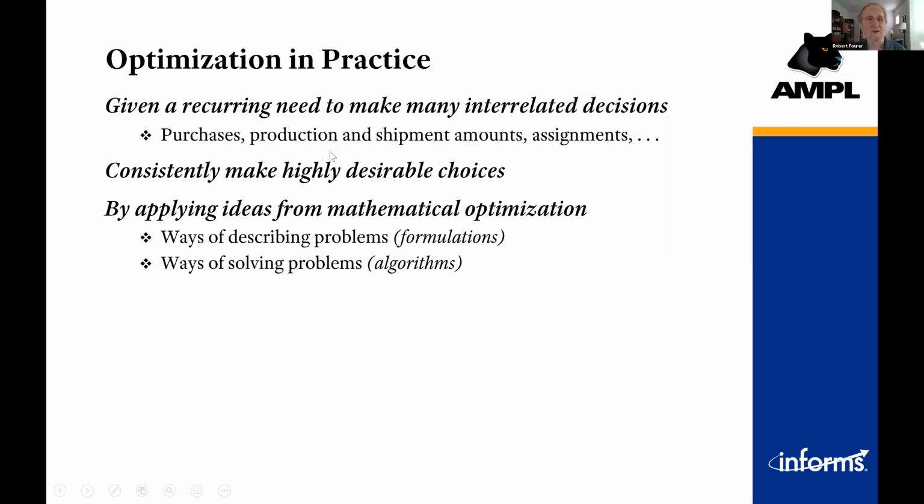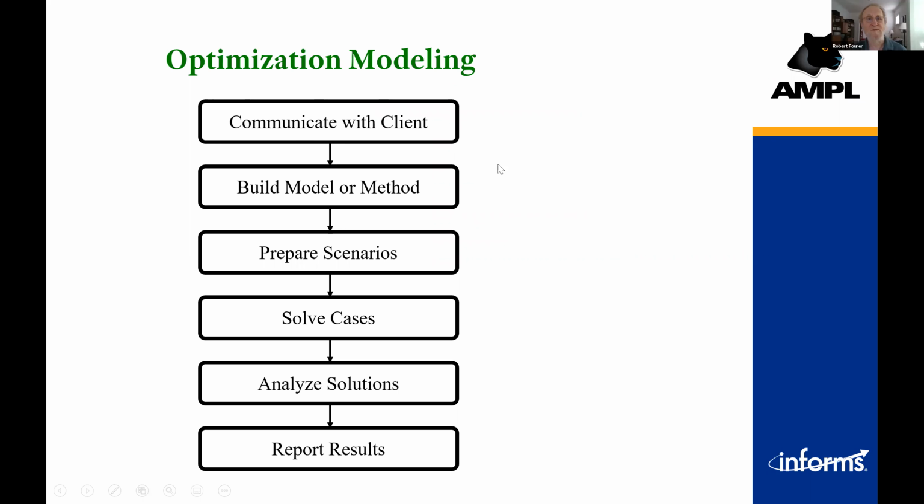Now, this describes sort of a practitioner's approach to optimization, but what does it mean from the product, from the project management viewpoint? Well, here's sort of the steps of an optimization modeling project. You start off communicating with the client, you build some model or method to do the optimization, you prepare various data scenarios, you solve various cases, and you analyze the solutions you've gotten, and you report various results.